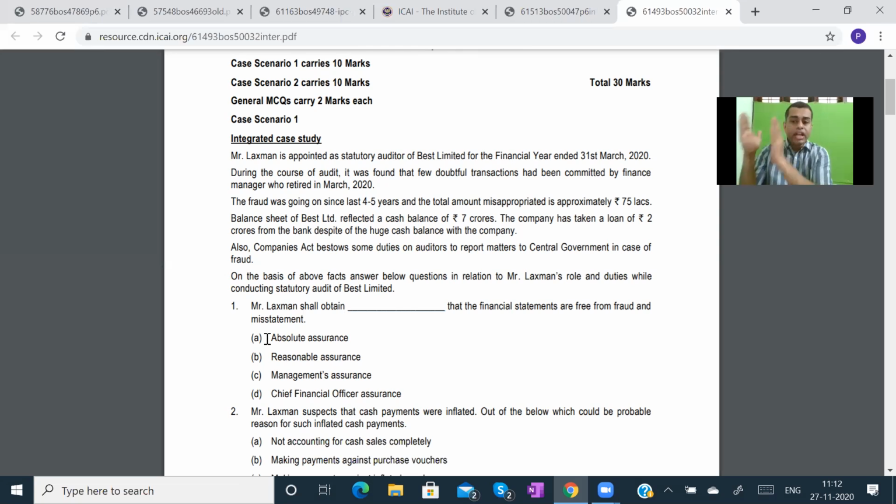So all of you take book and pen and write down the answer. Mr. Lakshman shall obtain dash that the financial statements are free from fraud and misstatement. A, absolute assurance. B, reasonable assurance. C, management's assurance. And D, chief financial officer assurance. So if you write the wrong answer to this question, what to do?